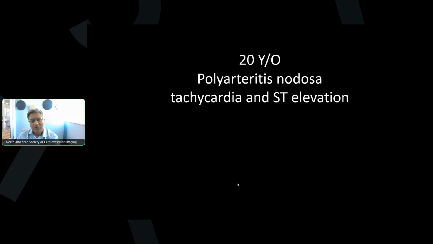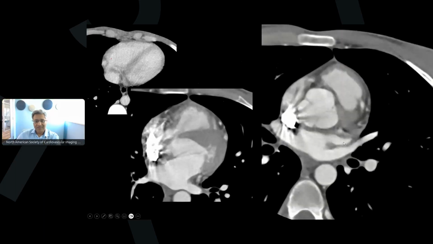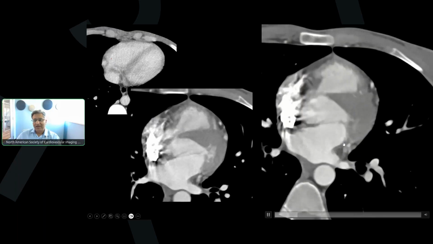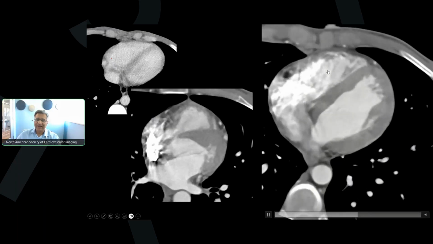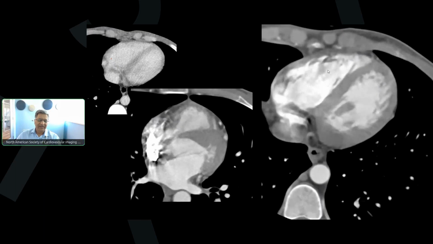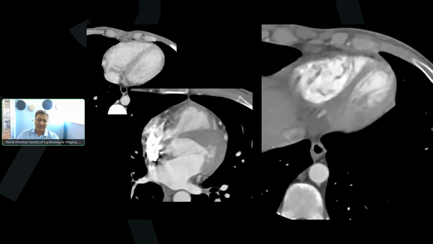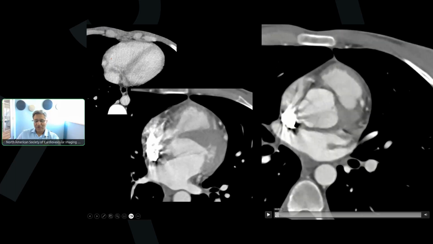He's a 20-year-old who has a history of polyarteritis nodosa, presents to the ED with tachycardia and ST elevation. And this is, of course, again, a non-ECG gated CT. And then we have a follow-up, which was an ECG gated CT based on the findings that we have over here. So I want you to look at these two things over here.